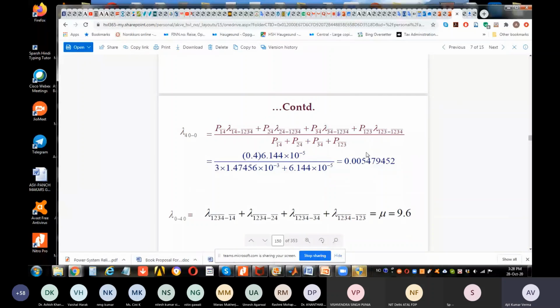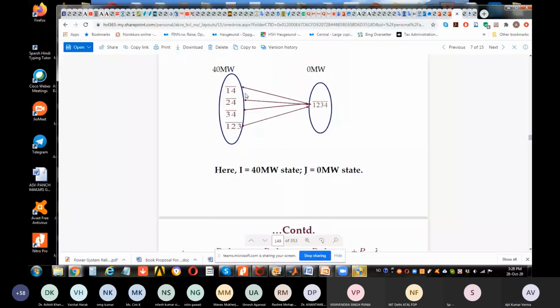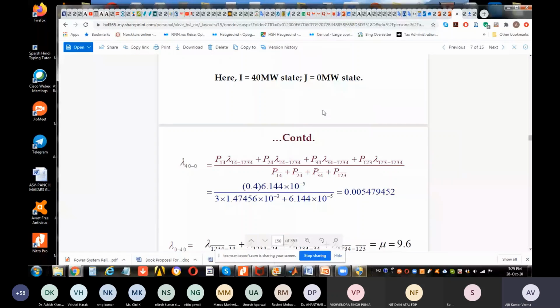So, okay. So 40 to 0. So from 1, 4 to 1, 2, 3, 4. Then probability of 1, 4, probability of 2, 4, probability of 3, 4, probability of 1, 2, 3. So 1, 4 to 1, 2, 3, 4, 2, 4 to 1, 2, 3, 4, 3, 4 to 1, 2, 3, 4, 1, 2, 3 to 1, 2, 3, 4. And the sum of these probabilities. So let's look at this. 1, 4 to 1, 2, 3, 4.